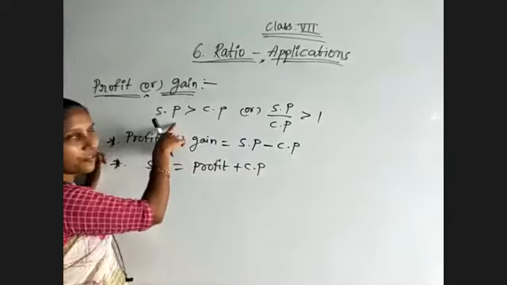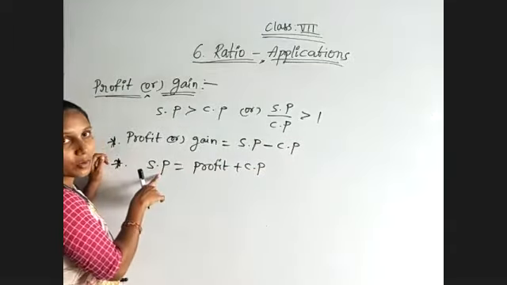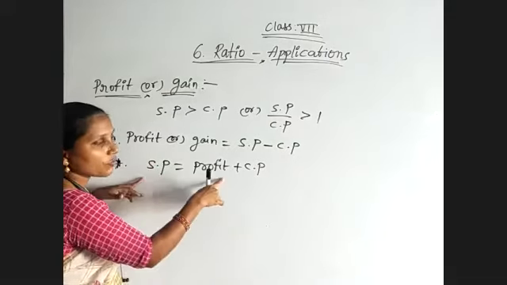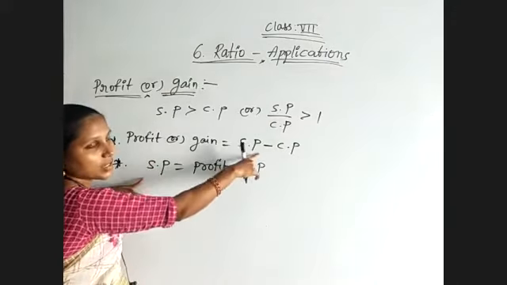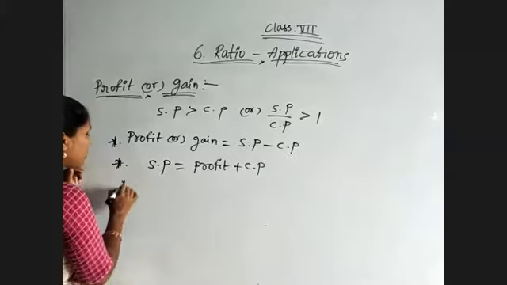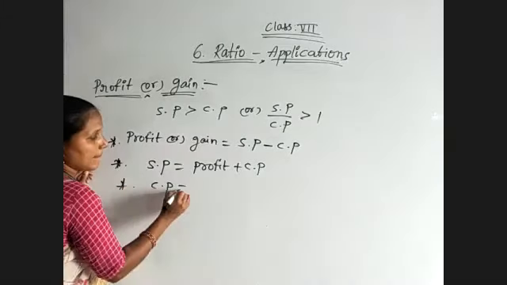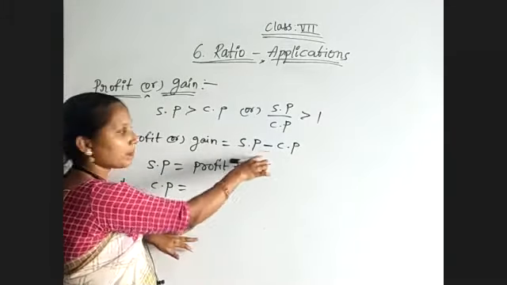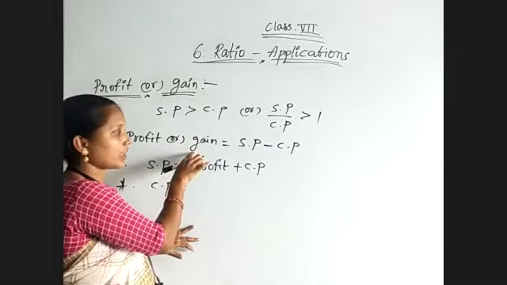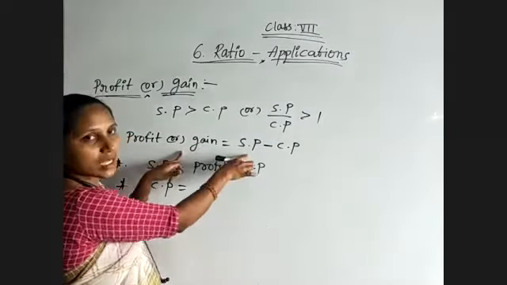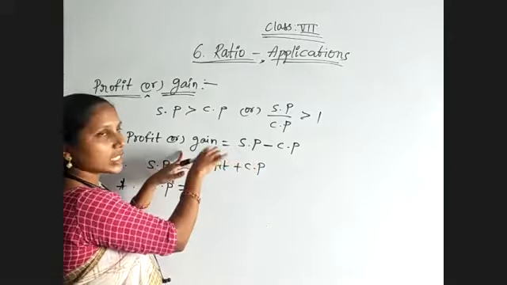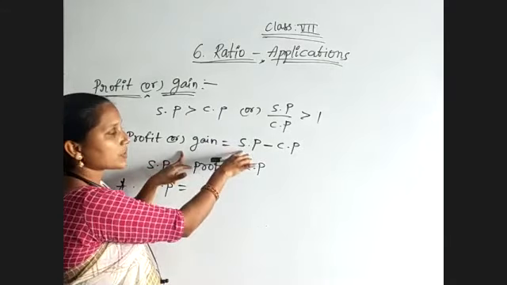In case of profit, SP is more. To get SP, we will go for addition, and for the remaining we will go for subtraction. Now coming to the CP. Minus CP I have on this side, bring it to this side, it will become plus CP. CP plus profit is equal to SP. But we want only CP. So CP is equal to SP minus profit.